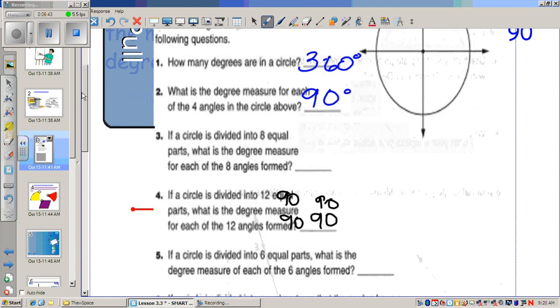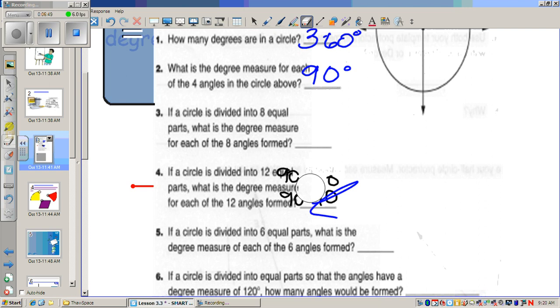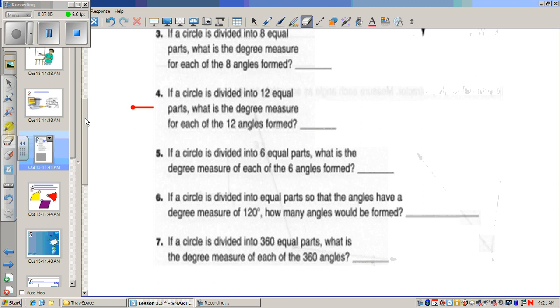Oh, and let me get rid of these little 90s down here. I need my eraser. There we go. Okay, so then it says, if a circle is divided into 12, what would that be? I want you to do these last few on your own, and we'll discuss them in class, because I think it's really important that you do some thinking as well. So 8, 12, and if it's divided into 6, what is the degree measure?